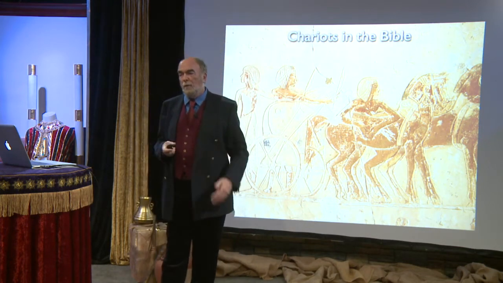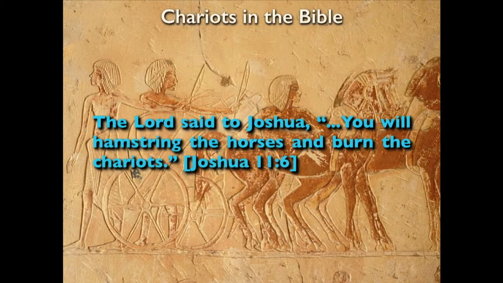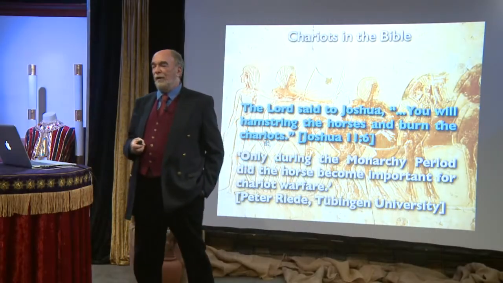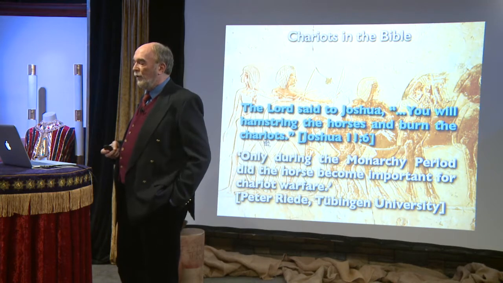So, for example, in Joshua, the Lord said to Joshua, "You will hamstring the horses and burn the chariots. We have no use for them. We don't know how to ride them. We don't know how to drive them." And a scholar, a typical reference from a scholar here, says only during the monarchy period did the horse become important for chariot warfare.